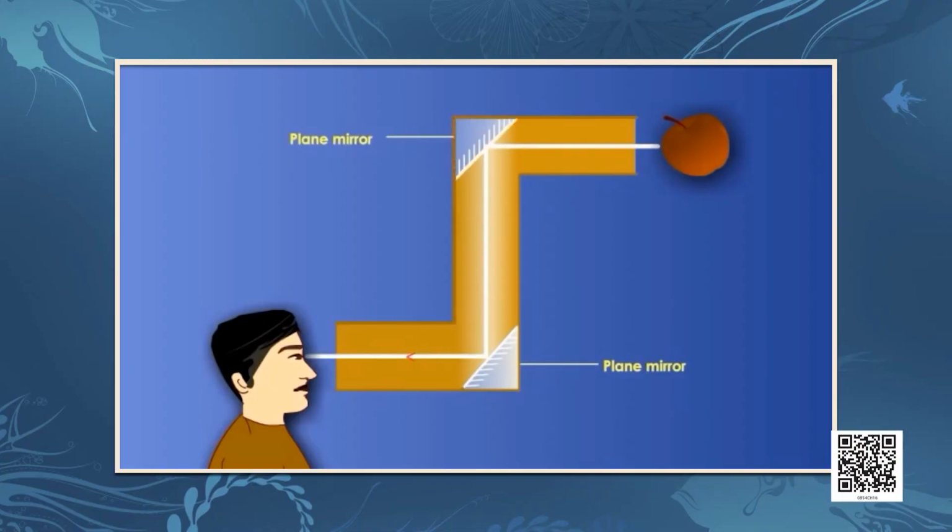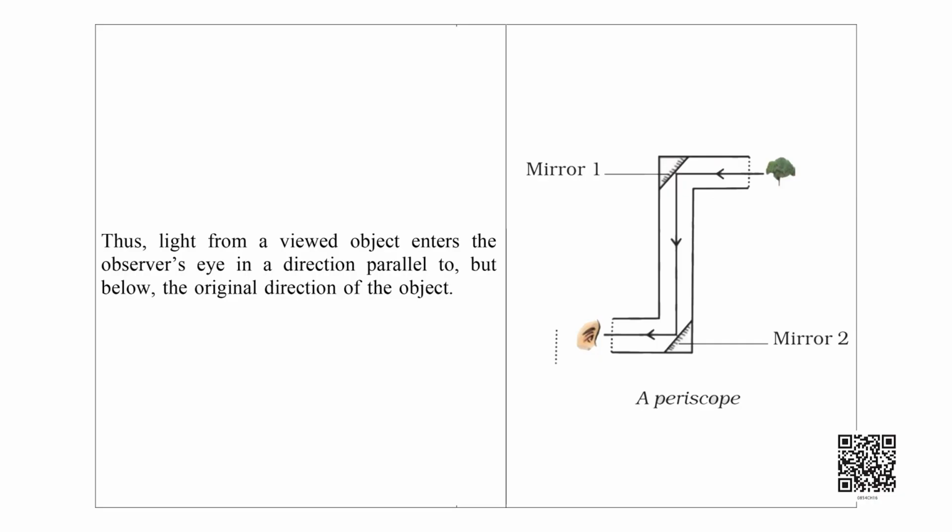A periscope, of course. A periscope is an instrument which helps us see things which are above our eye level. The periscope consists of a long tube at each end of which two mirrors are placed at 45 degrees in such a way that light is reflected through an angle of 90 degrees by each mirror, as you can see in this image. Thus, light from a viewed object enters the observer's eye in a direction parallel to but below the original direction of the object.